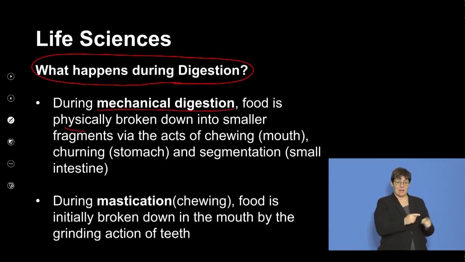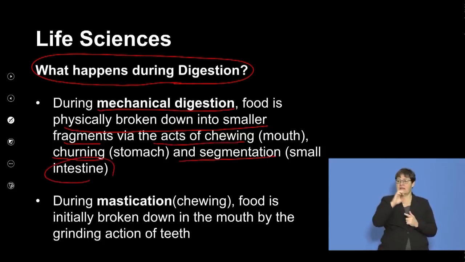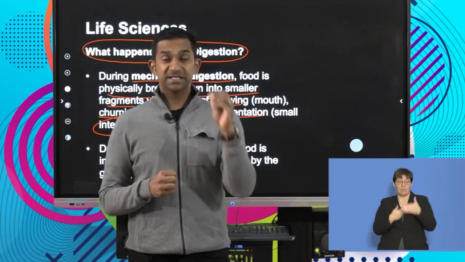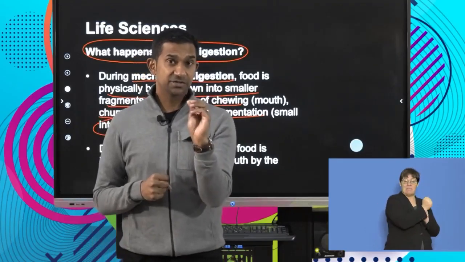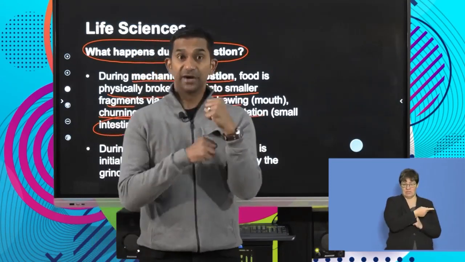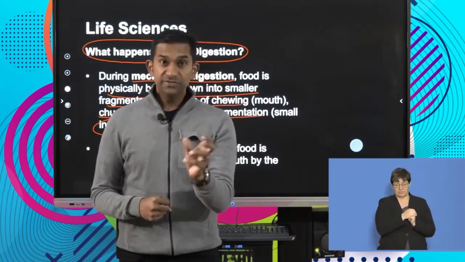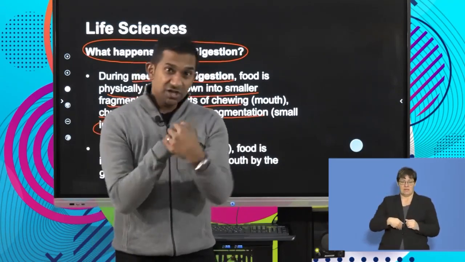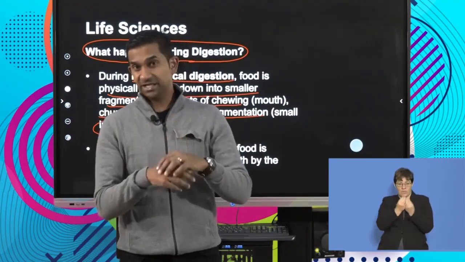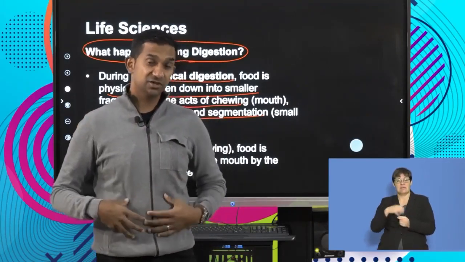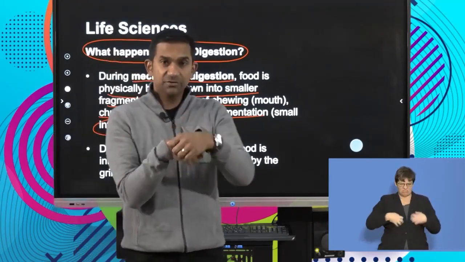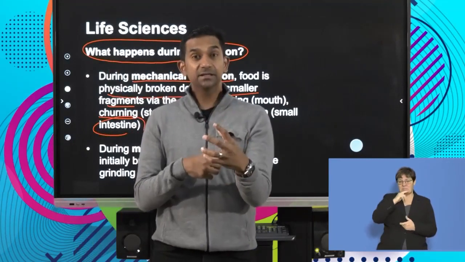The food is physically broken down into smaller fragments by the acts of chewing and churning and segmentation in the intestine. So what that means is that there is a chemical process of digestion, but there is a mechanical process that we must refer to. Chewing the food breaks the food down. When it moves into the stomach, there's also the churning of food with enzymes, and that churning you sometimes hear when your stomach grumbles, and that's the mixing of the food with the enzymes. That's a mechanical process, guys.